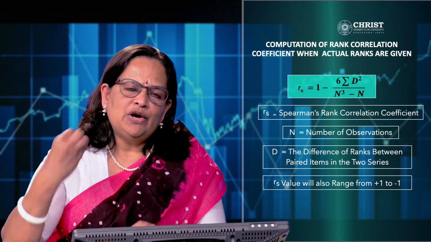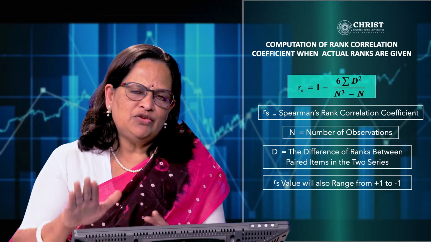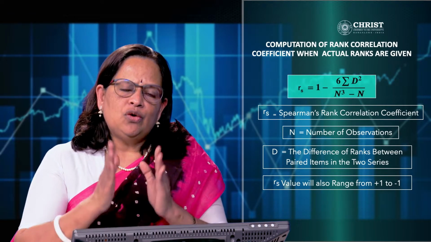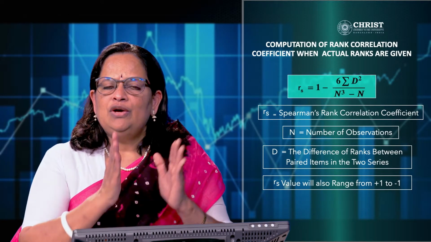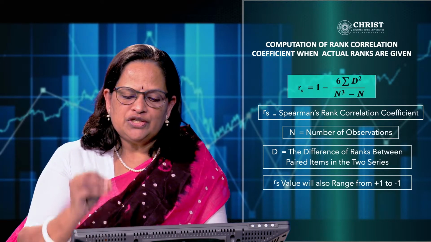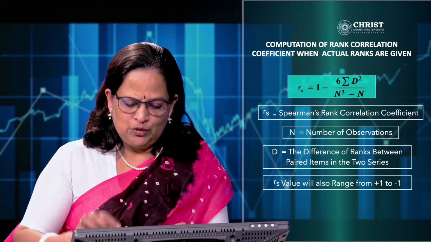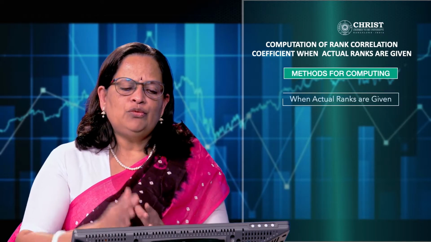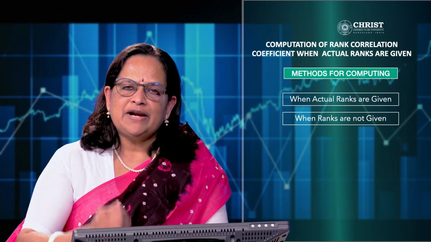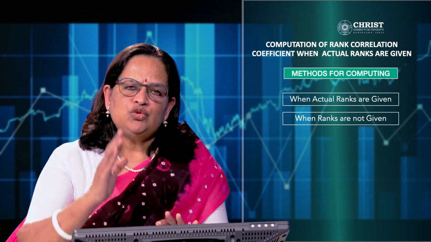If you are getting a value more than 1, then you have to recalculate that because your answer is wrong. There itself you can make sure that your answer is wrong. So always correlation coefficient value will be between plus 1 to minus 1. So positive rank correlation indicates that there is complete agreement in the order of ranks or vice versa. Now, there are two methods, as I already told you, when actual ranks are given and when ranks are not given. So here we are going to do two problems when actual ranks are given. The computation is very, very simple.